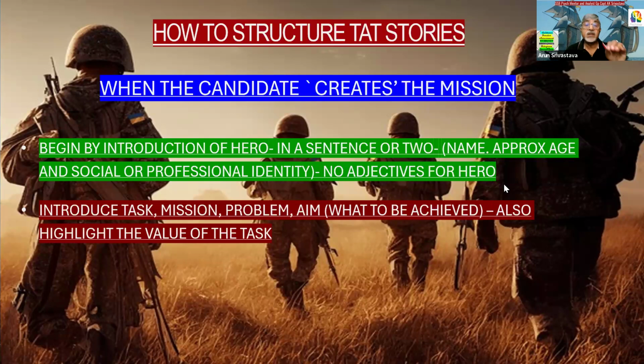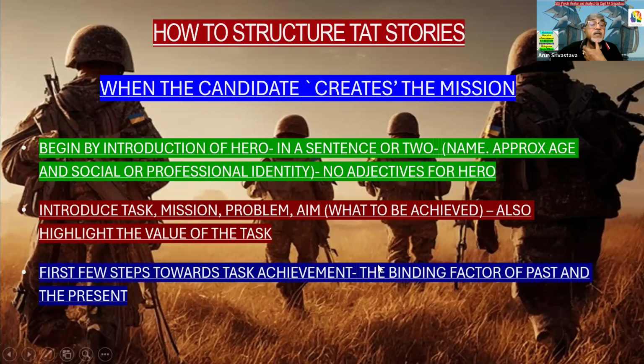So sometimes hero followed by task, sometimes task followed by hero. It is just to show that your mind is flexible enough. Imagination has got flexibility. Imagination is not very strict and stringent, and it is not linear. I hope you're getting the point. So hero, the task, and immediately the hero starts taking up the steps towards the task achievement. These are the first few steps towards the task achievement. And let me tell you, this gives the answer to the psychologist's first instruction.